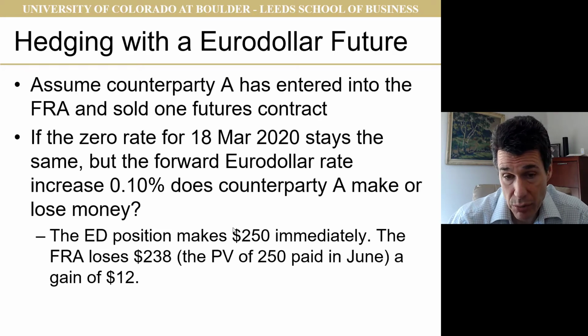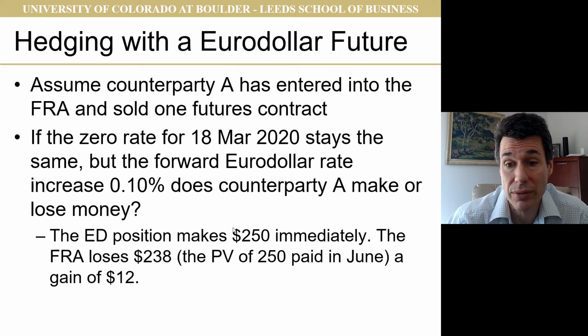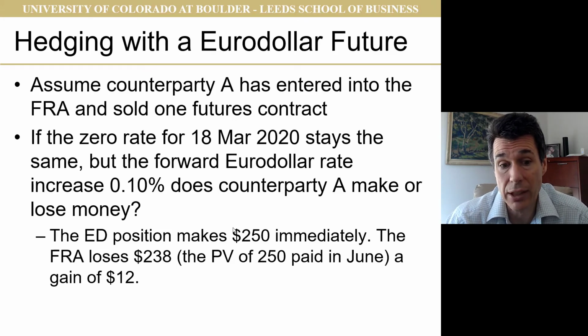We simply change our rates and see what happens. We lose $238. That $238 is the present value of $250 paid in June. If we go back to the formula, RK minus RF times a quarter, 90 over 360, times e to the minus R2T2, that formula gives us the 10 basis points: $1 million times the 10 basis points times 0.25, that's $250. But of course, it discounts it because that money's paid in June.